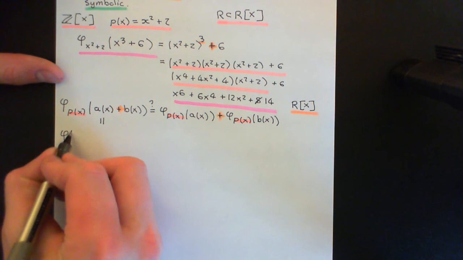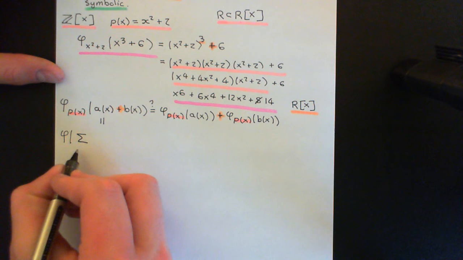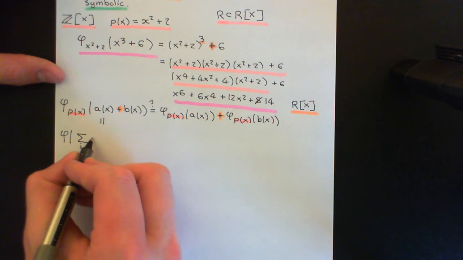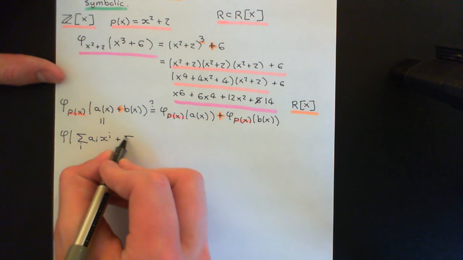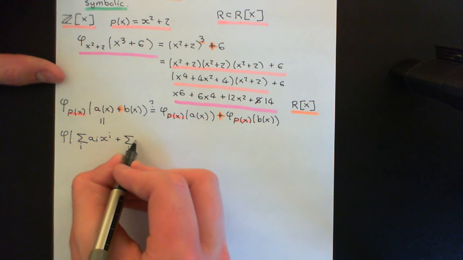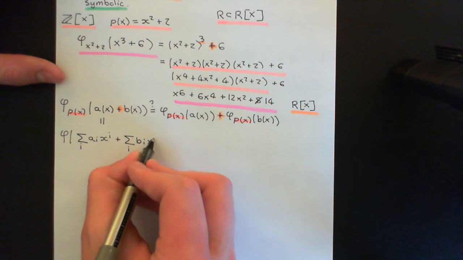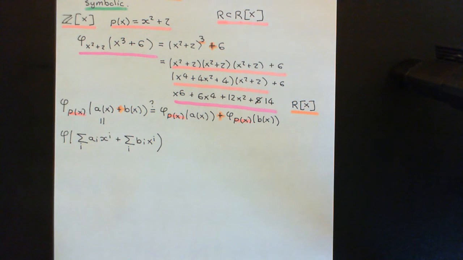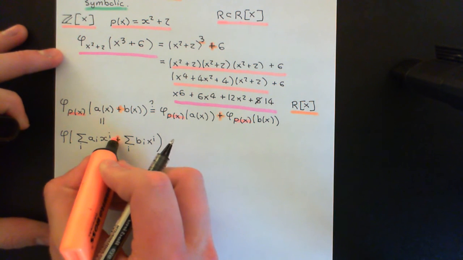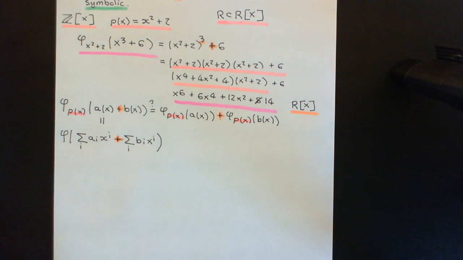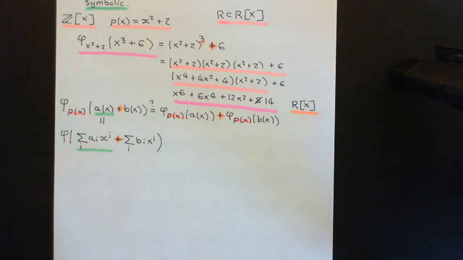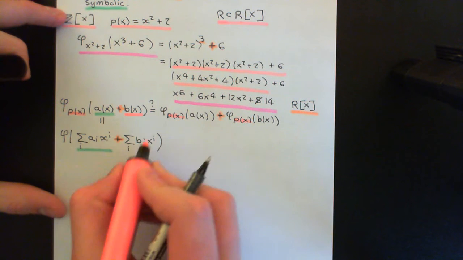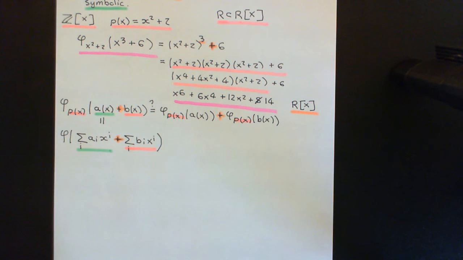Okay, so this becomes phi of, and now I will write the polynomial a of x out as the sum over i, a_i x to the i, and then it will be added to the polynomial b of x, and I'll write b of x out as the sum over i, b_i x to the i, like so. Okay, and that addition there is still in the ring of polynomials with coefficients in the ring capital R. So this is just me writing a of x out explicitly, and this is just me writing b of x out explicitly.